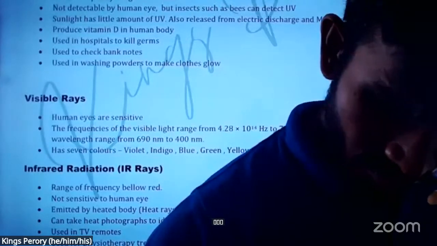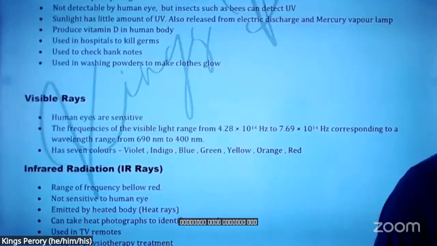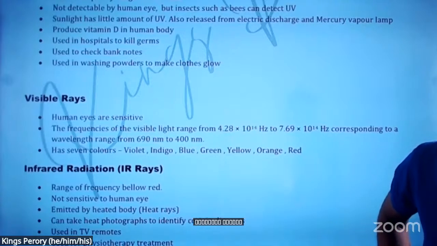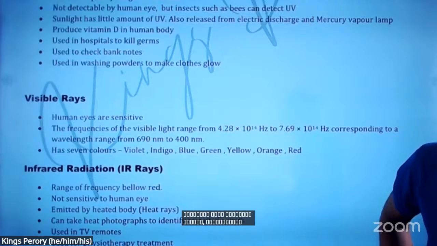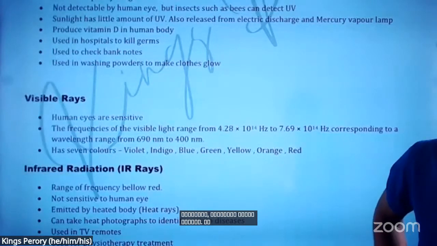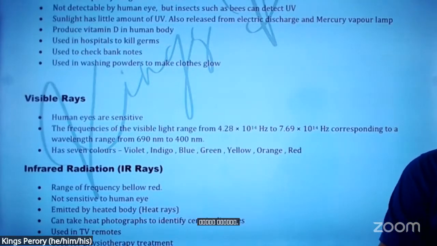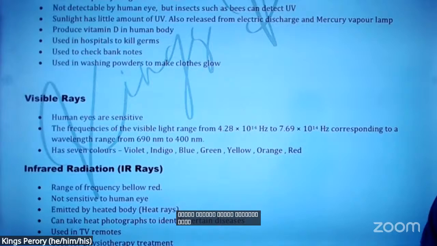Visible rays. Human eyes are sensitive to them. The frequencies of visible light range from 4.28 × 10^14 Hz to 7.69 × 10^14 Hz, corresponding to a wavelength from 690 to 400 nanometers. It has 7 colors: violet, indigo, blue, green, yellow, orange, and red.